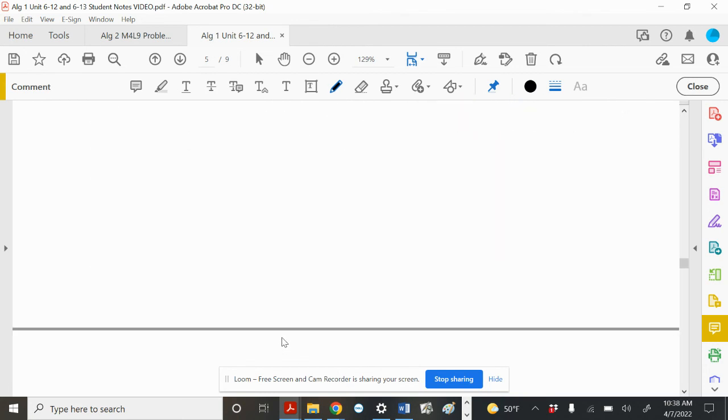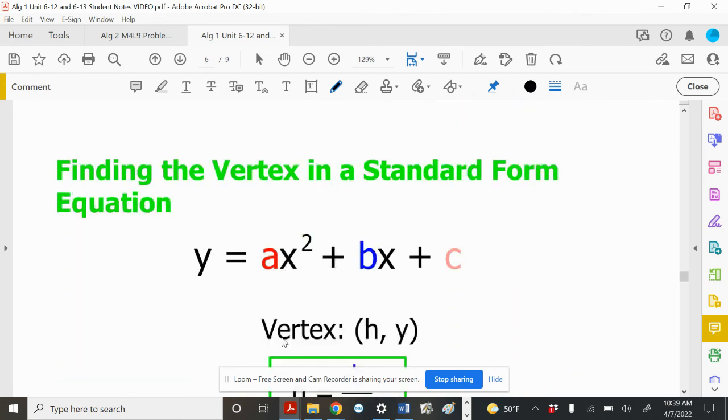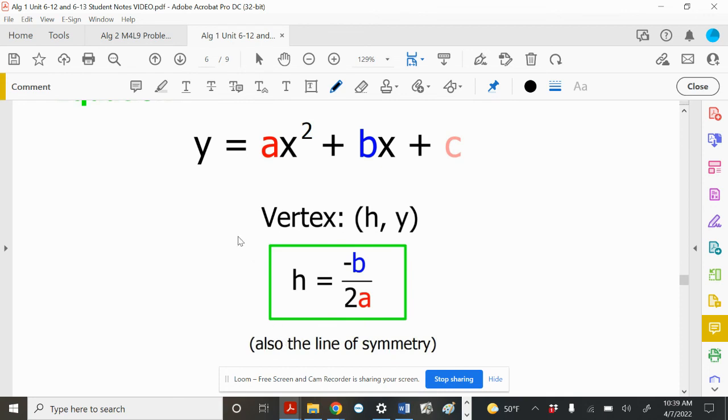Okay. And now we're going to look at the vertex. So I'm going to go ahead and stop here. We're going to do the next two videos separately.